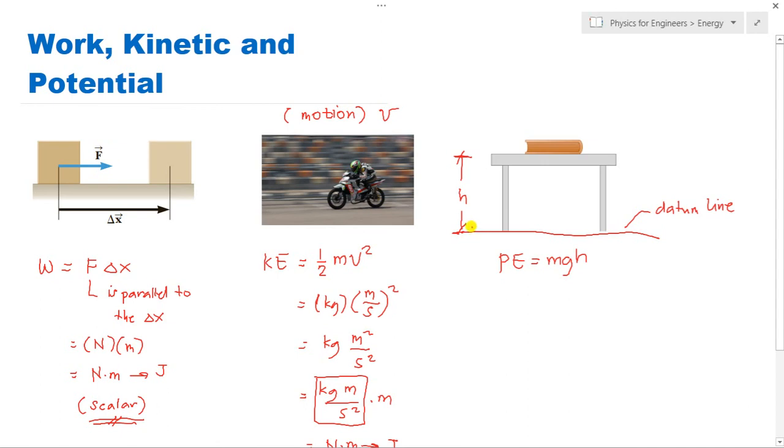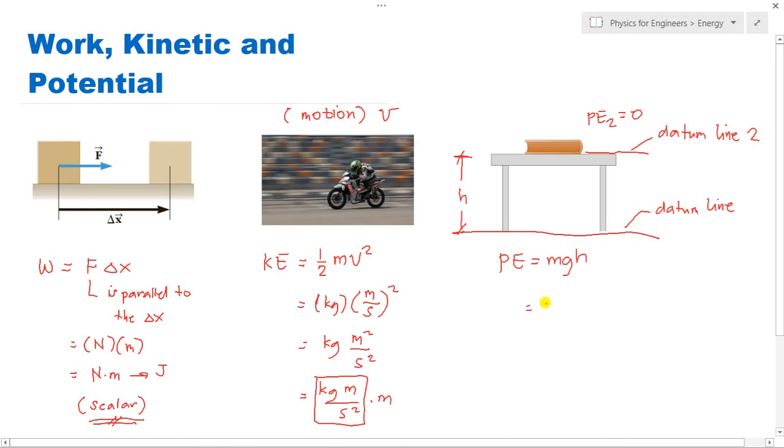Potential energy can also be zero, because potential energy depends on the datum line. What if we shift our datum line? Let's say we put another datum line here, datum line 2. Since our object is now on datum line 2, the potential energy in this case is 0. So PE2 is equal to 0 because we don't have any elevation anymore.